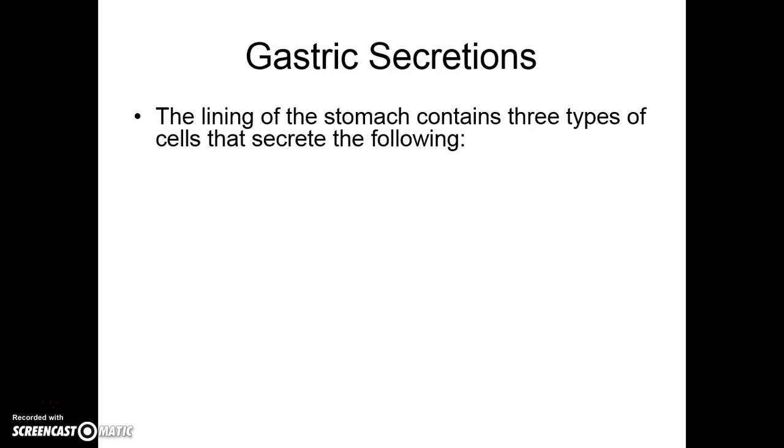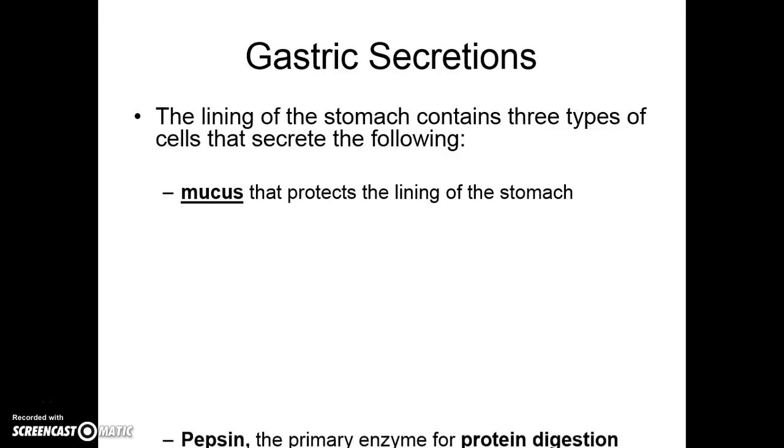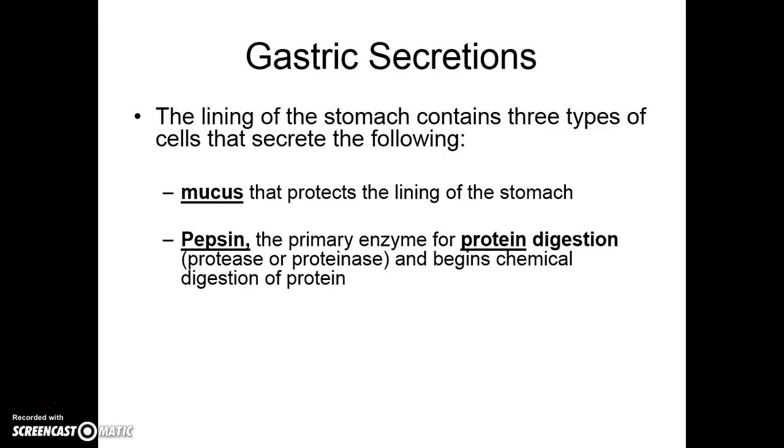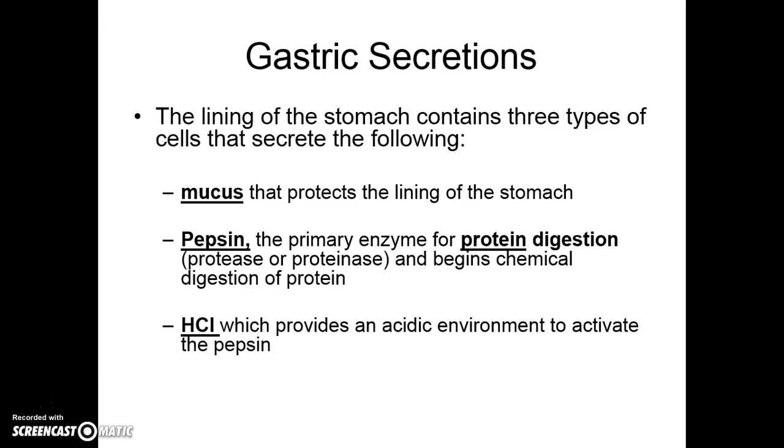So in your stomach, there are 3 types of cells that secrete 3 different substances. Mucus is secreted to protect the lining of the stomach, and then pepsin is the main enzyme for protein digestion because protein digestion actually begins in the stomach. Pepsin is also called protease or proteinase, and HCl is what you might think of, hydrochloric acid.